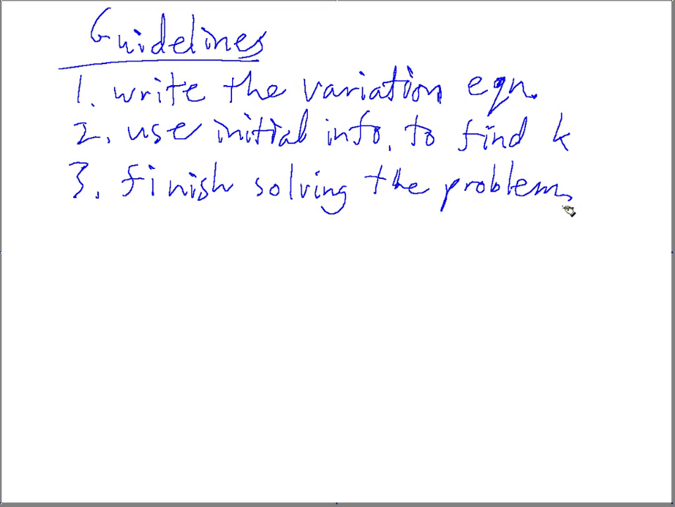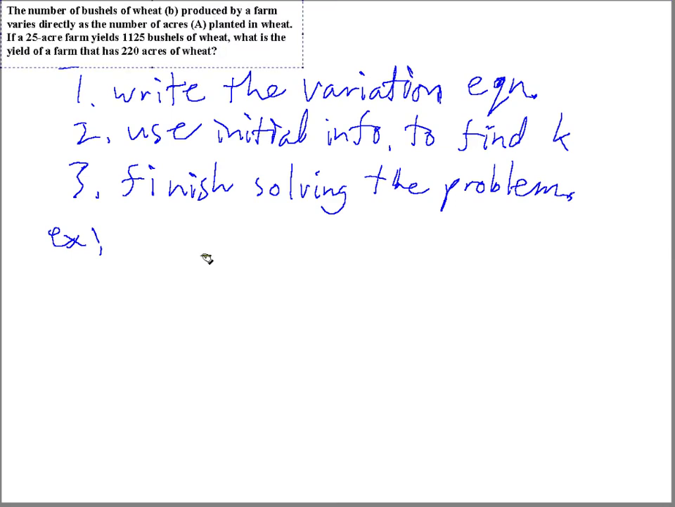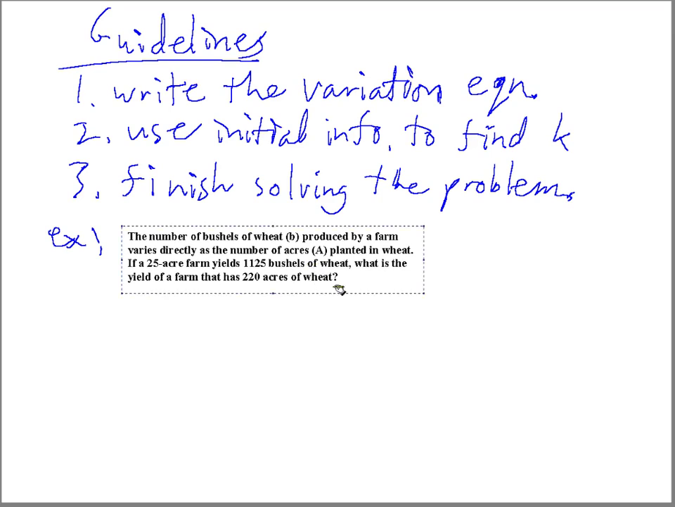All right, let's take a look at an example. Take a look at this problem right here. It says that the number of bushels of wheat, call that B, produced by a farm varies directly as the number of acres A planted in wheat. The key is direct variation here. Then let's write an equation that relates B and A.